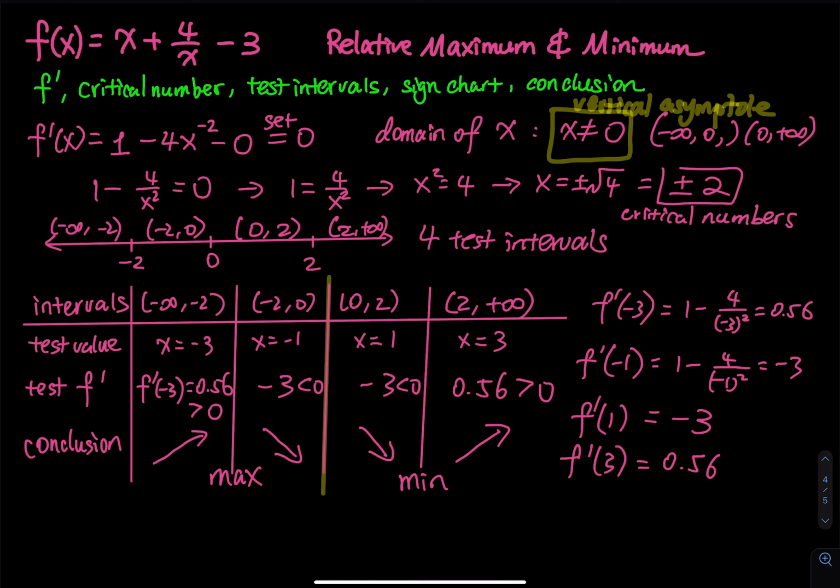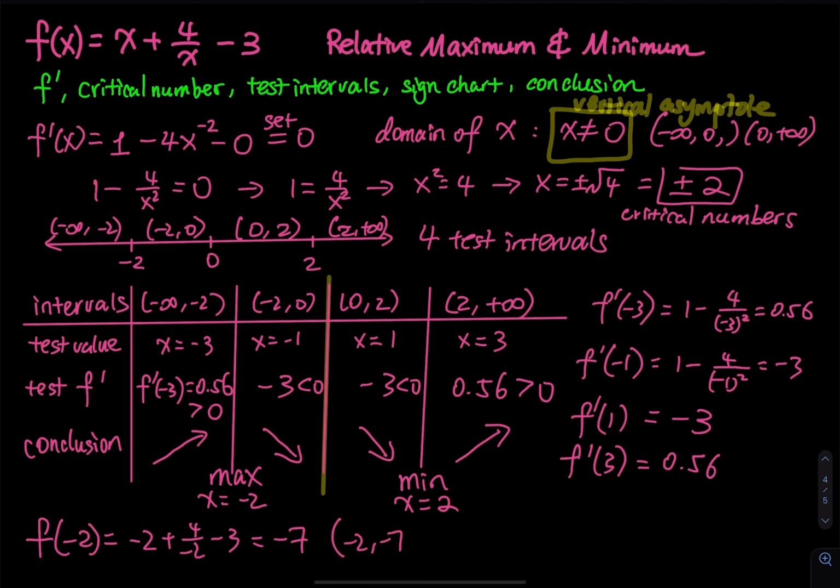Okay, so now we got a max and a min. So there is a max at where? At x equals -2. There is a minimum at x equals 2. Now, can you tell me the exact location of this point? Exact location means I need the y coordinate as well. So you have to plug it into the function f. So f of -2, look at the top. We have -2 plus 4 divided by -2 minus 3. So this equals -7. So the point (-2, -7) is a relative maximum.